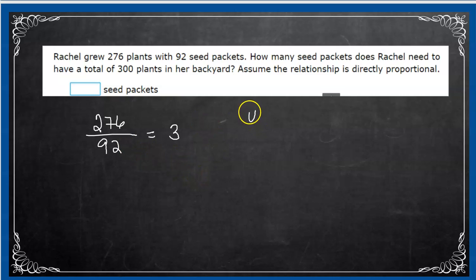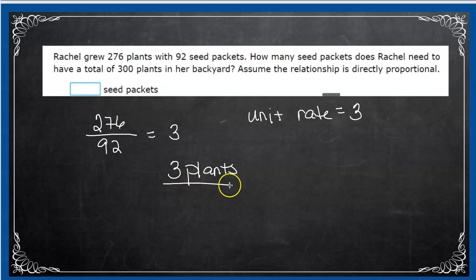So my unit rate is 3 plants per seed packet. Okay, so if she can plant 3 plants per seed packet, and she wants to have 300 plants in her backyard, let's talk about this. If I can plant 3 plants per one seed packet, I'll abbreviate that. Look at what they're asking us. They're asking us about 300 plants, not the number of seed packets.